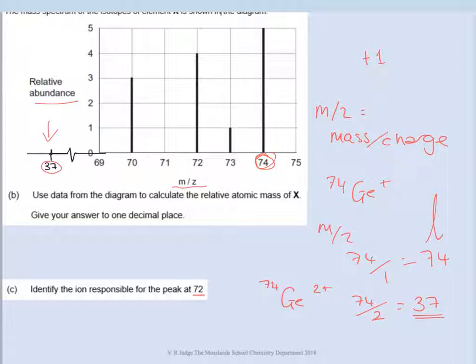So if you're seeing a tiny peak, much lighter than the rest of the peaks when you're looking at different isotopes, have a look, is that peak half the mass of something else? And if it is, it's that ion that's got a 2+ charge.